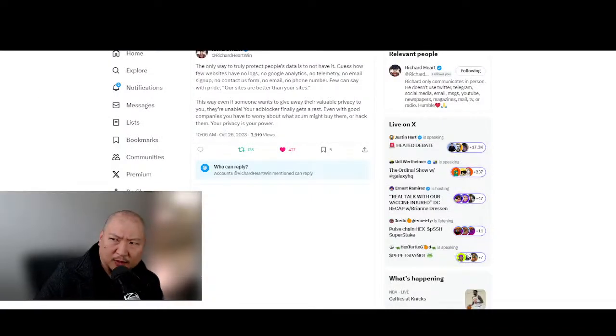This was a surprise. It came out a few minutes ago. The only way to truly protect people's data is not to have it. Guess how few websites have no logs, no Google Analytics, no telemetry, no email sign up, no contact us form, no email, no phone number. Few can say with pride, our sites are better than yours. This way, even if someone wants to give away their valuable privacy, or if it's lost due to a hack, they're unable to. Your ad blocker finally gets a rest. Even with good companies, you have to worry about what scum might buy them or hack them. Your privacy is your power.